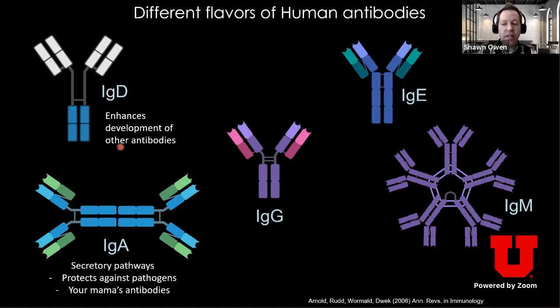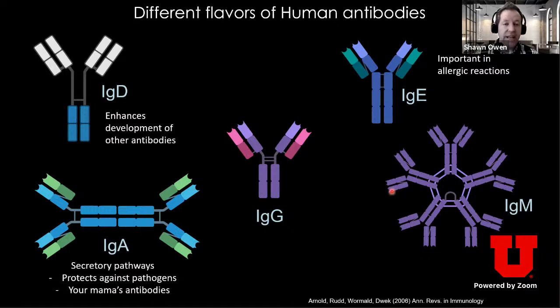IgAs are really interesting, and you can see that I've drawn it here as this back-to-back dimer of two IgAs. These are really important in secretory pathways, so in the gut and other places where pathogens might be exposed. It really protects strongly against pathogens. What's interesting about IgA is I like to call it your mama's antibody, because this is the IgA that is presented in mother's milk before an infant has their own intact immune system. And these IgAs that are presented that way can actually be incorporated into the infants and help to fight off pathogens before they're able to do so on their own.